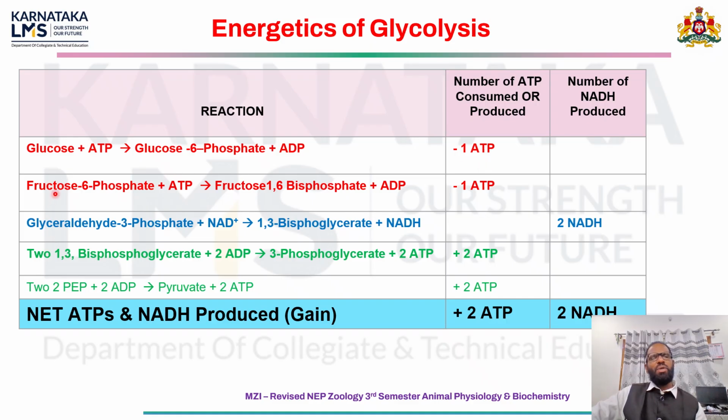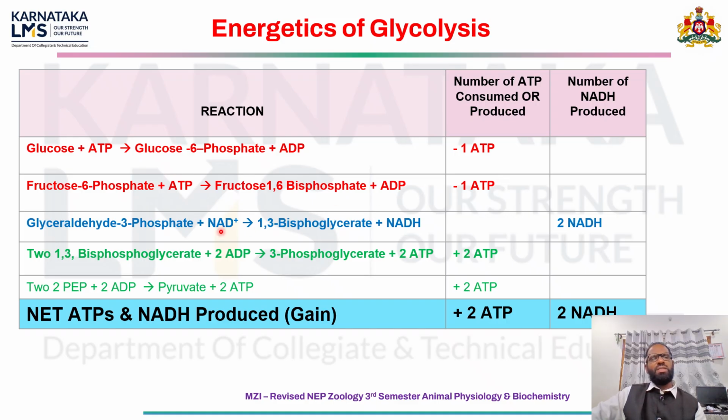And in the second phosphorylation reaction, fructose 6-phosphate will be converted into fructose 1,6-bisphosphate. Here also there is another phosphate group added to the fructose, at carbon number 1. The donor of this phosphate group is the ATP, and that ATP molecule will be converted to ADP. In this way, in the preparatory phase, 2 ATP molecules are invested.